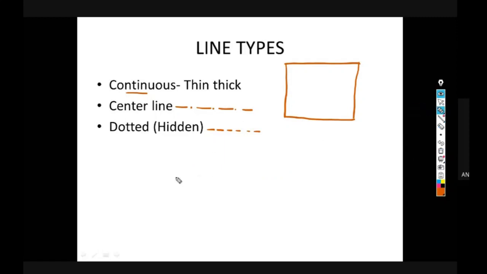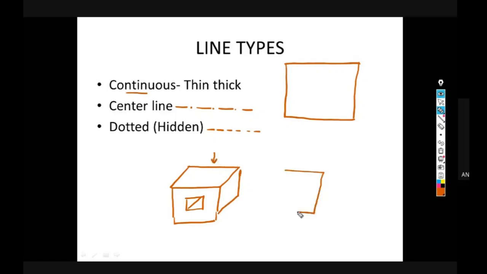So whenever we have some objects, let's say there is a hole in the object. If I see it from above, whatever I can see, I can draw through very thick lines. And whatever I can't see, I should draw dotted. Do you know this dotted line concept?